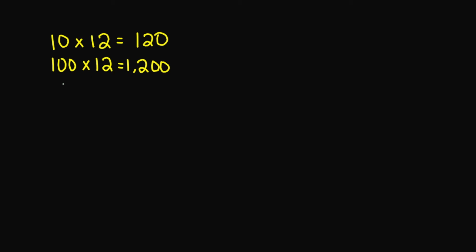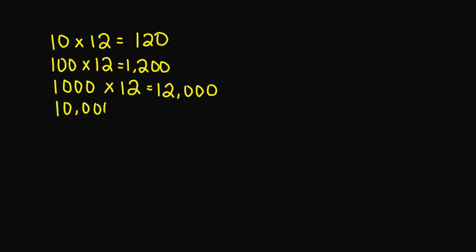Let's say you had 10 times 12. 10 times 12 is going to give me 120. Let's say we had 100 times 12. 100 times 12 is going to be 1,200. Now let's say we had 1,000 times 12. 1,000 times 12 is going to equal 12,000. And then let's say we had 10,000 times 12. 10,000 times 12 is going to equal 120,000.